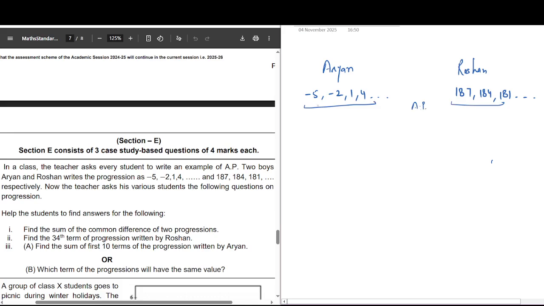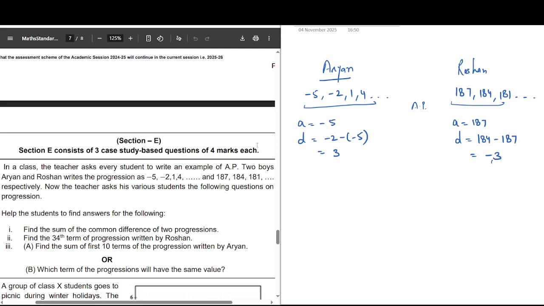So we know that in AP, for Aryan's progression we can write down the first term A is -5 and the common difference D is -2 minus -5. So we are getting 3. Same for Roshan, progression is given. We can write the first term A, that is 187, and we can find out the common difference D, that is 184 minus 187, that is -3.